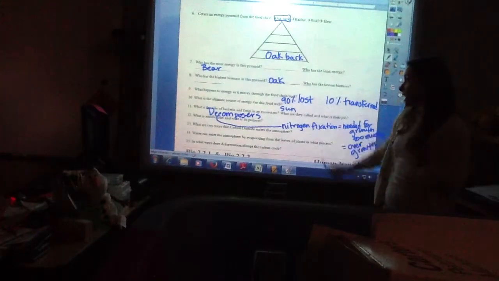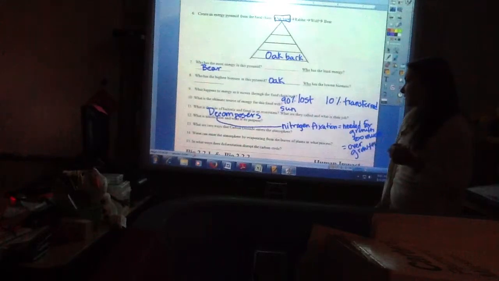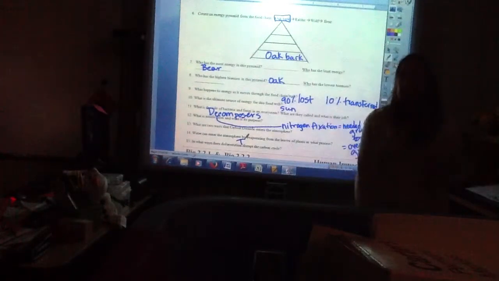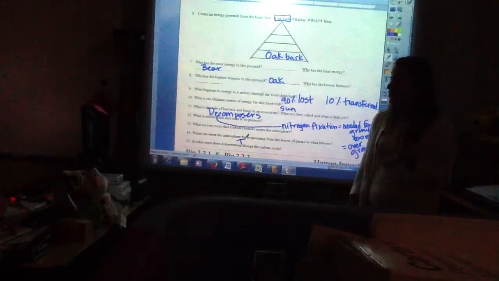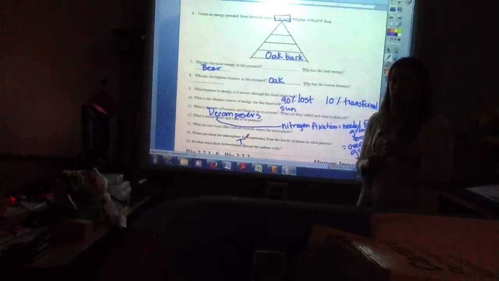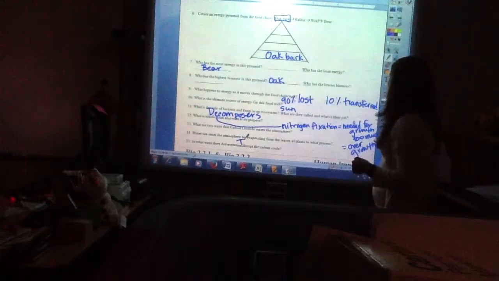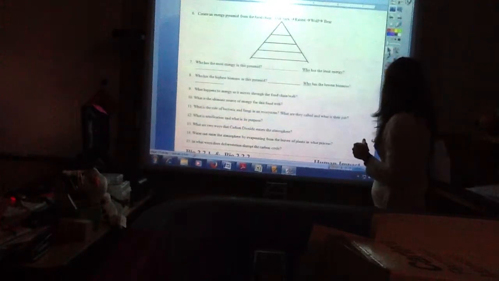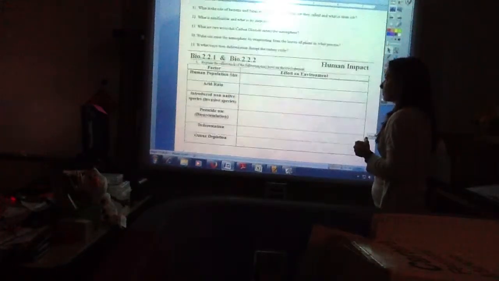Water can enter the atmosphere by evaporating from leaves of plants in what process? I'll give you a hint. It starts with a T, but it is directly in your notes. So on purpose, I'm not giving you the answers because I'm wanting you to go back and read your notes. In what ways does deforestation disrupt the carbon cycle? Think about the importance of plants to the carbon cycle.